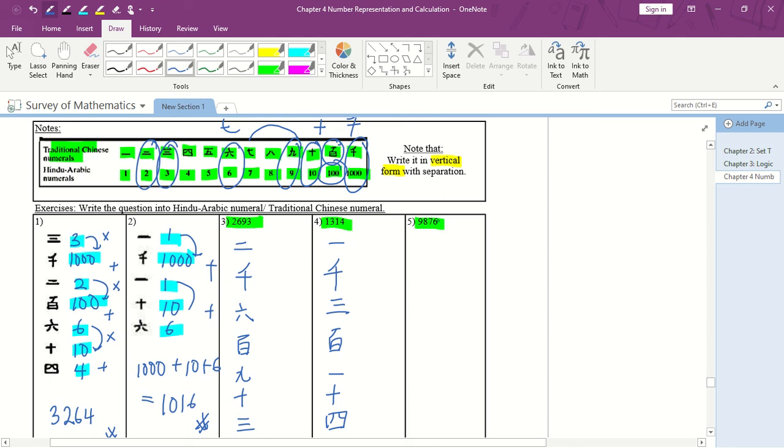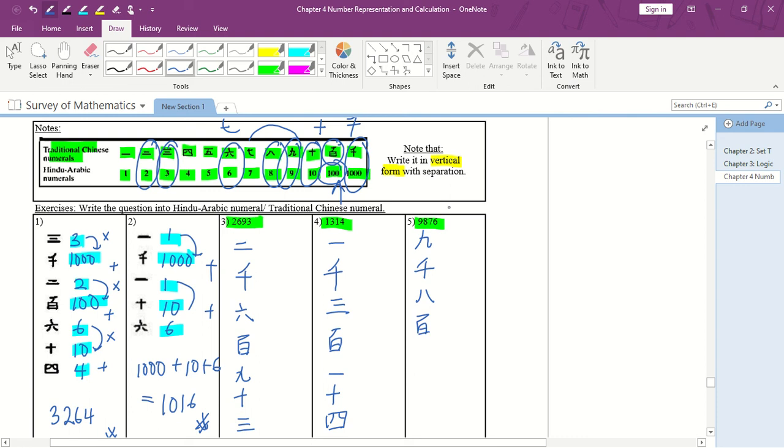9,876. So 9,000. 9, as you know, is this one. 1,000, as you know, you'll be familiar now. 800. 8 is a mustache, right? Here. 800. 100 is this one. So 100.